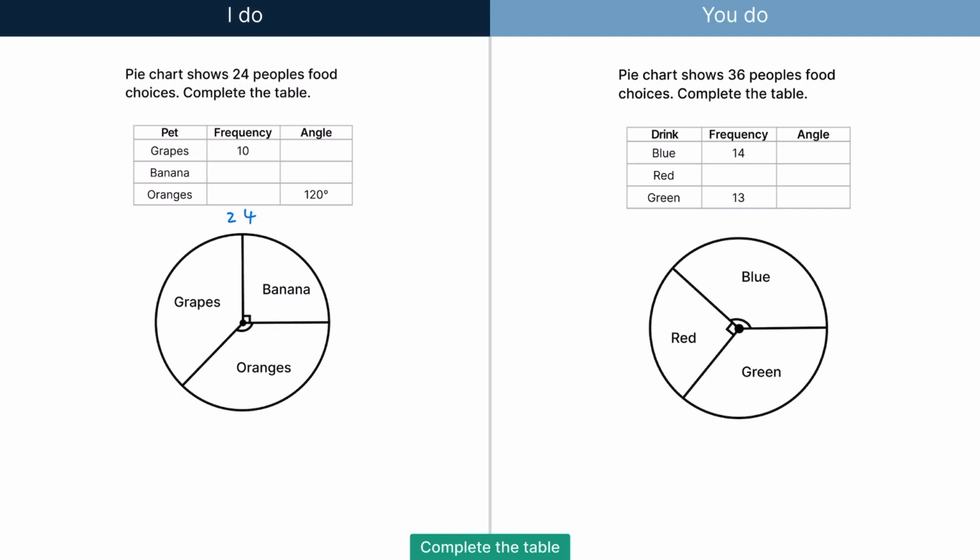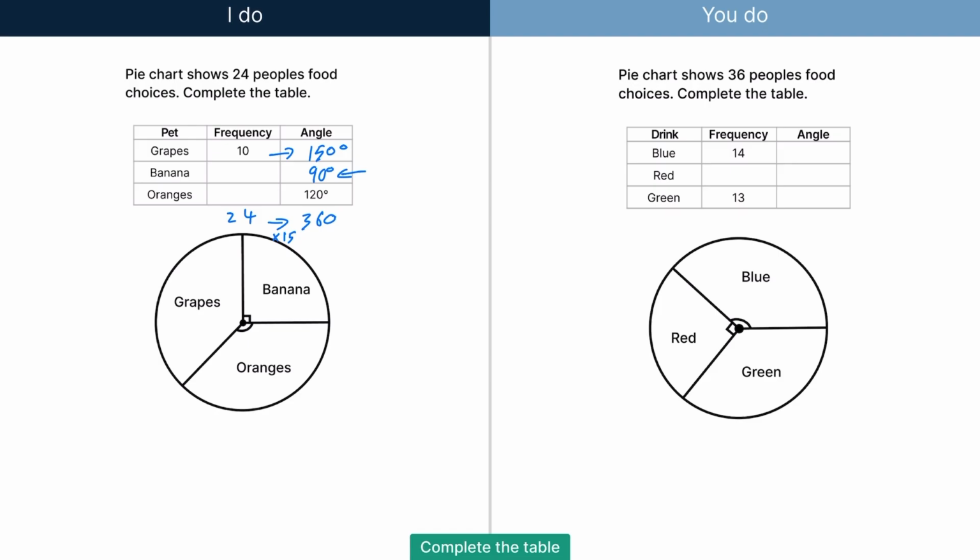So looking at this, we can use that same rule we started with. Angles in a circle add up to 360. Well, how do you go from 24 to 360? Well, you're going to times by 15. So if I times this by 15, I get 150. Now you know what this is going to be because angles in a circle add up to 360. So that is going to be 90 degrees.